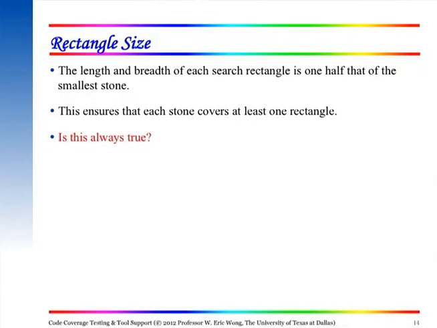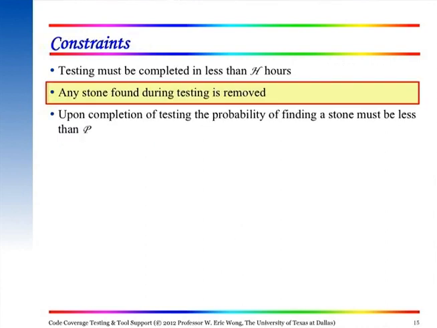Okay, for this particular example. So it's a good example, right? Now, the next question is whether this can be applied to program testing. So this ensures that each stone covers at least one rectangle. If you give half width, half length, then it's guaranteed. And let's suppose you have a limited amount of resources.